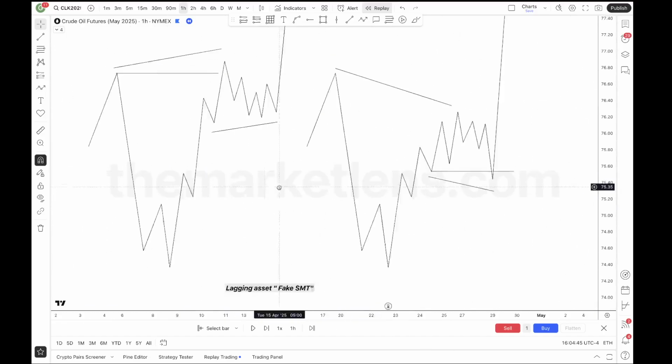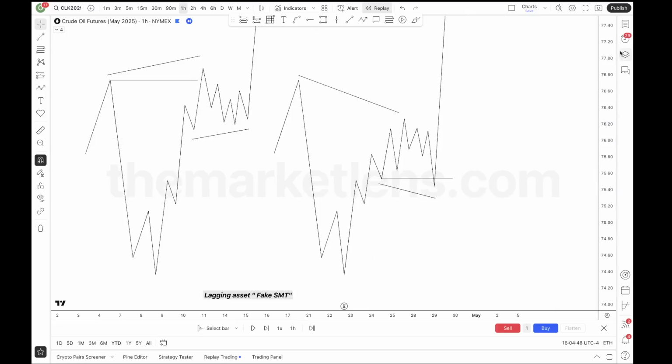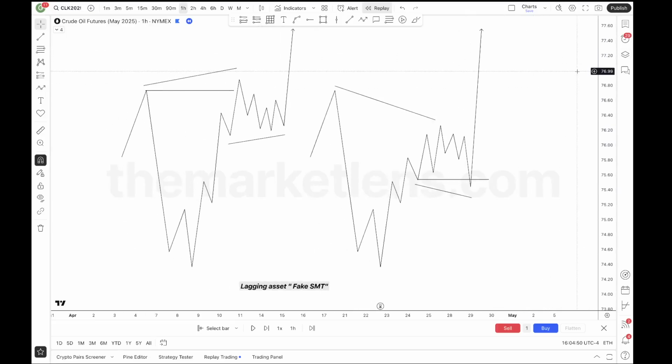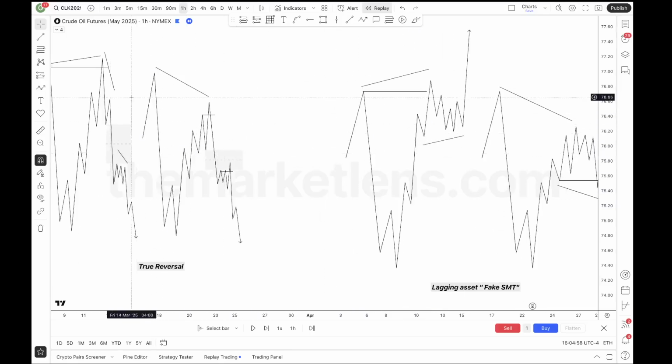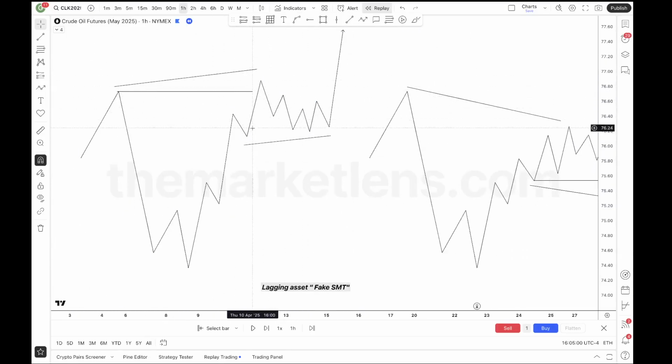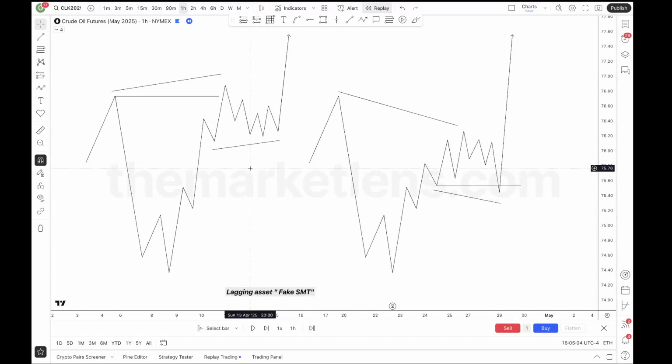Now, how do you know if an SMT is likely to break? This is really when you hit any high. If this is going to be a manipulation, then what do we want to see? We want to see a reversal signature, just like over here. But when we don't get that, when the stronger asset more so consolidates, this generally just means that this asset is going to continue. Both assets will reach into this high. This asset is just lagging. So lagging or fake SMT.